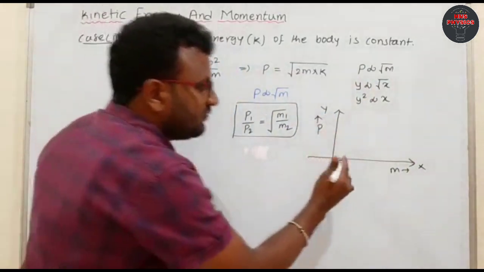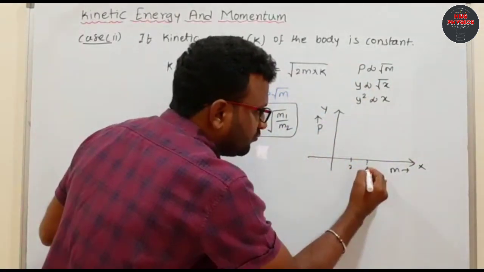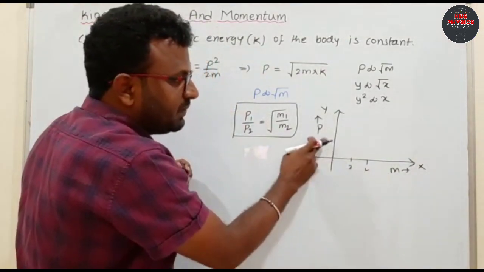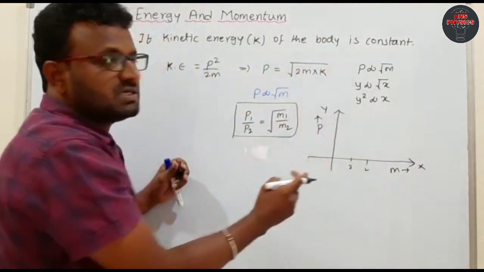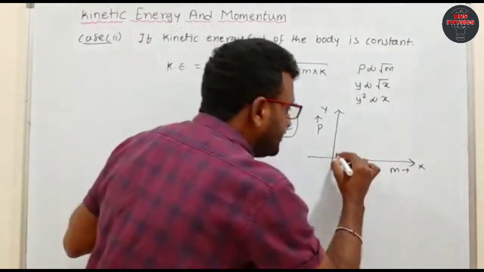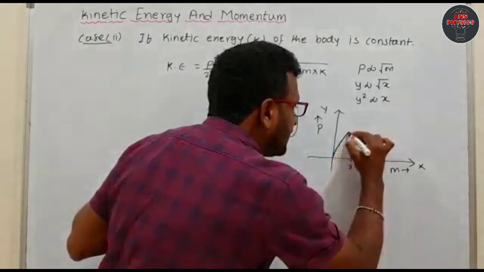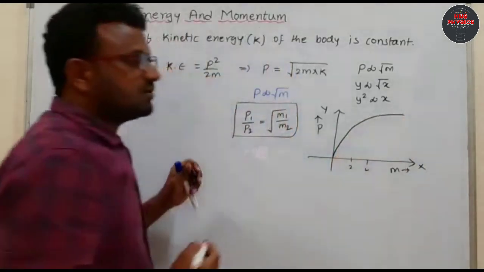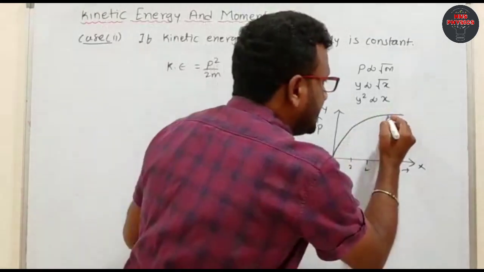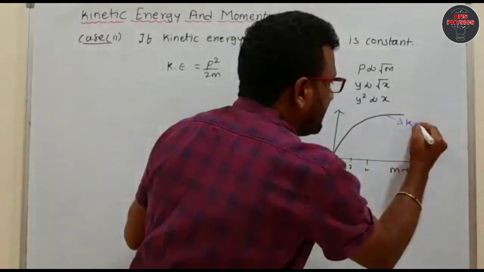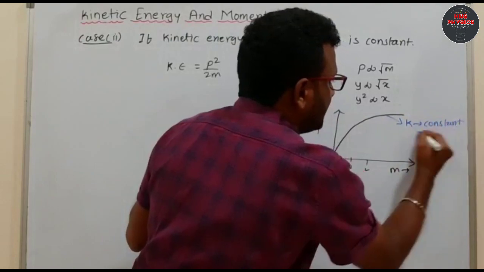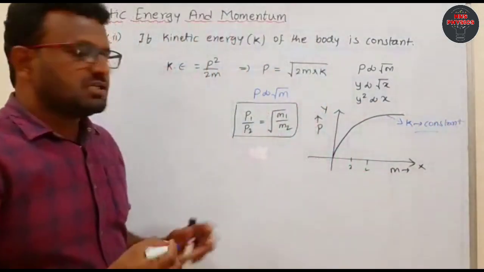So how will it come? For example, if I take these as 2, 4. If I take 2 kg, means what happened? That momentum increases square times, that means it becomes 4 times. So how will it come? That graph looks like this, that graph increases. So this is when the kinetic energy is constant, K constant. So this is case 2, ma.